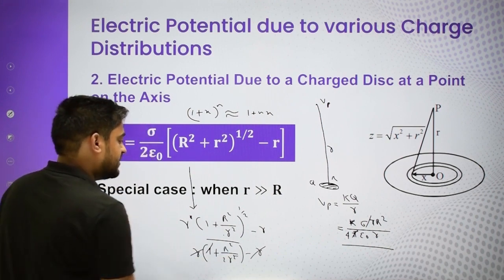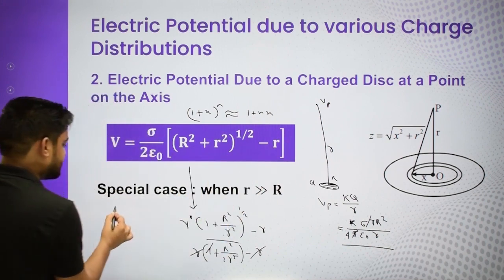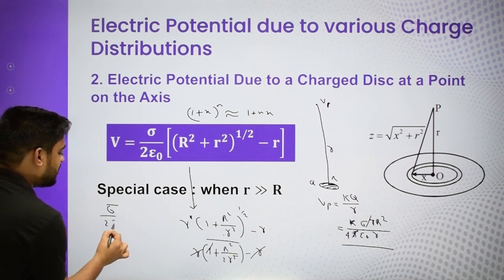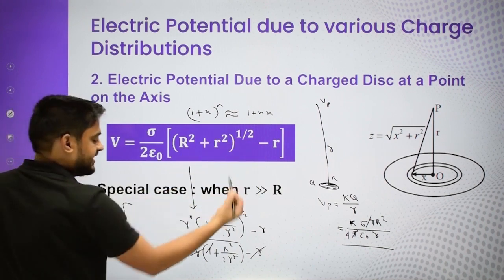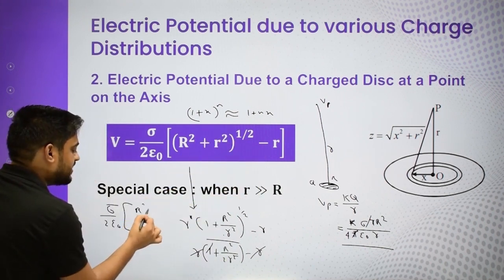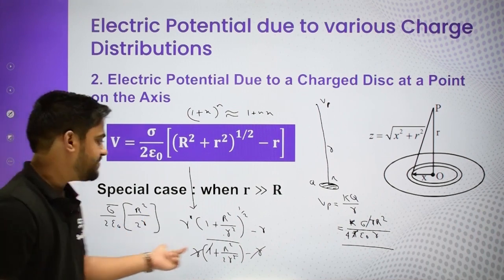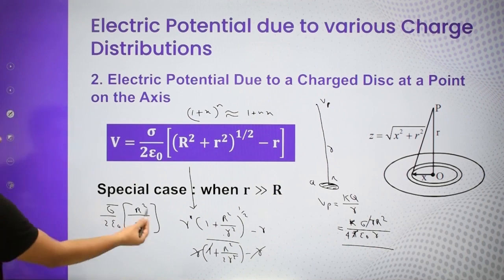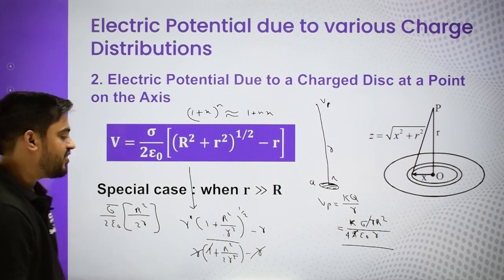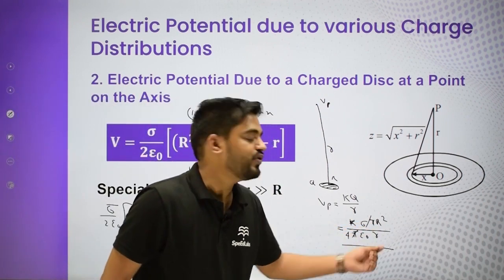So we are left with, this entire thing is becoming sigma by 2 epsilon naught, which is already there, and this entire bracket is becoming what? R square by 2 small r. And check it out, is it same as that? So if you see, sigma R square by 4 epsilon naught r, sigma R square by 4 epsilon naught r.